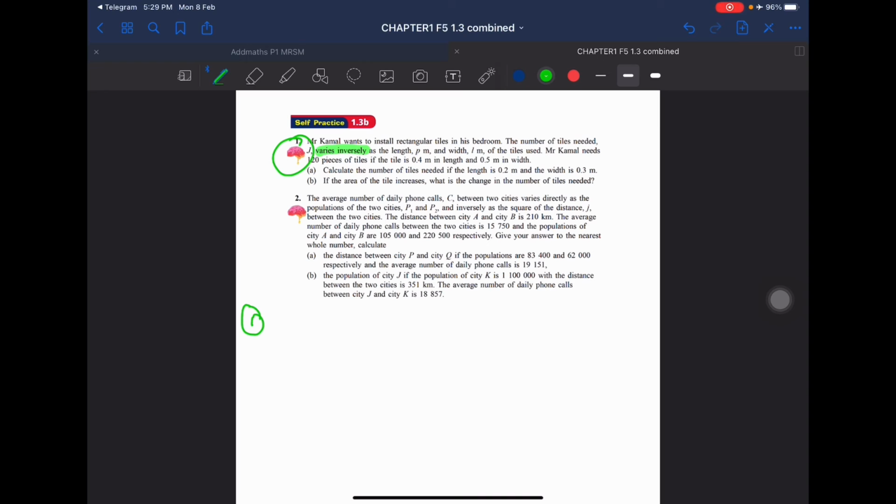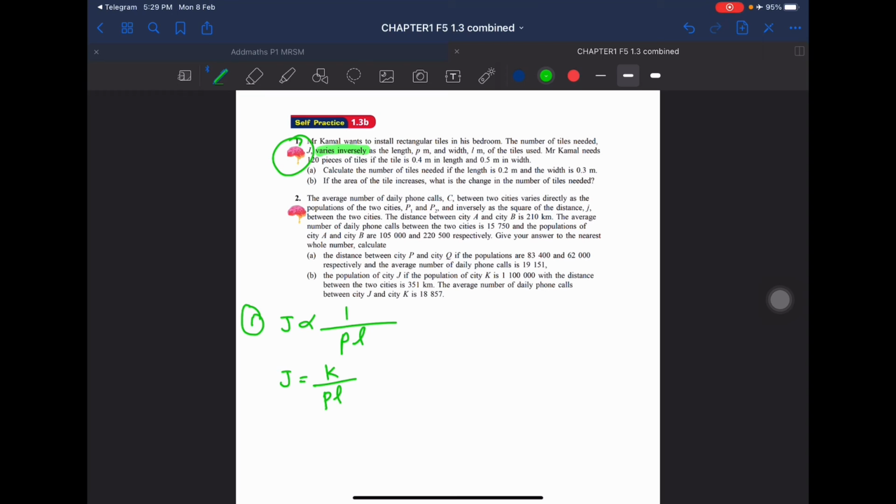First of all, you need to write the situation in variation relation form. We have the number of tiles needed, J. J varies inversely, so 1 over length and width, so P and L. Then you need to convert this form into equation form. So you have J equals K over PL.